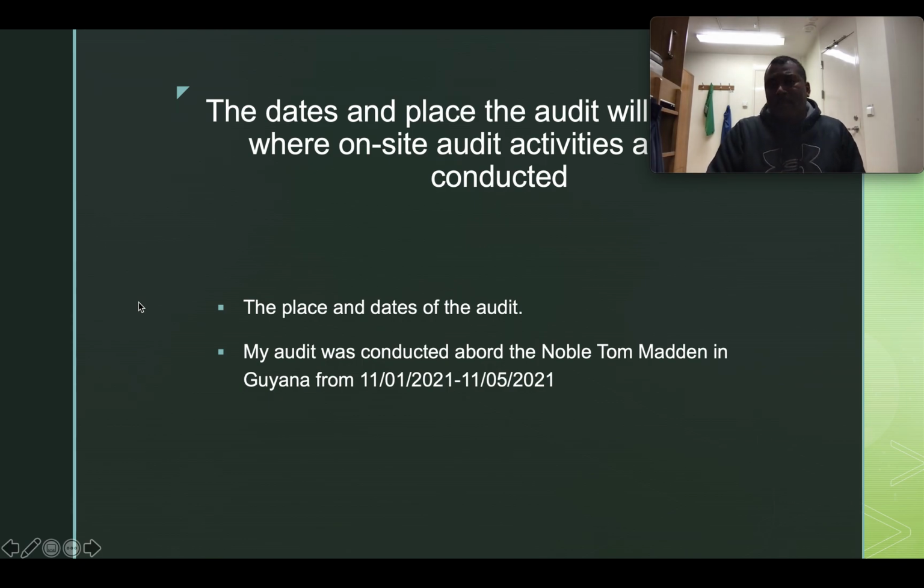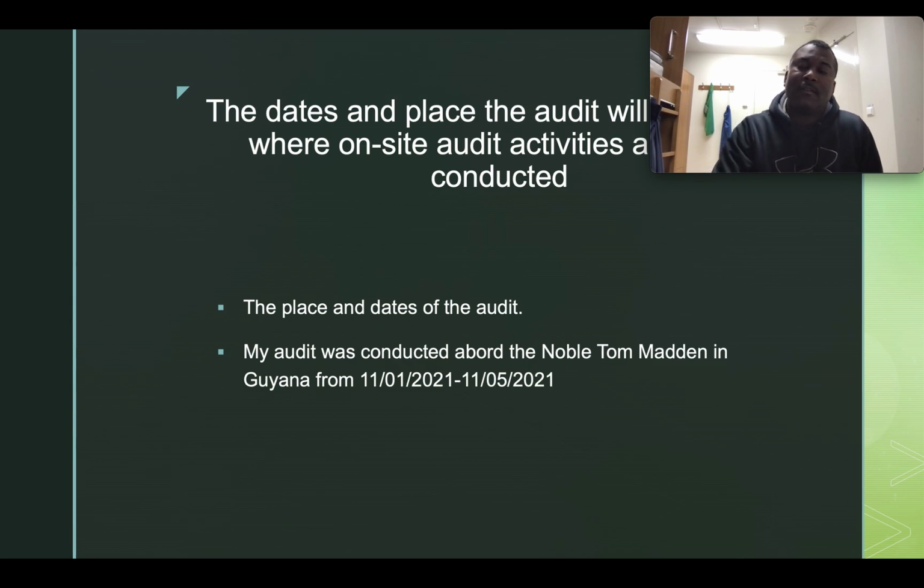Okay, guys, the dates and place the audit will take place, where on-site audit activities are conducted. This will be our next discussion. So the place and dates of this audit: my audit was conducted aboard the Noble Town Madden in Guyana from 11/1/2021 to 11/5/2021. This is the place and times my audit was conducted. I'm out on an offshore rig out in Guyana. That's in South America.